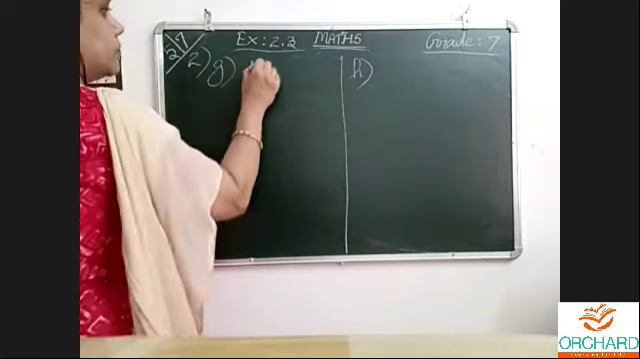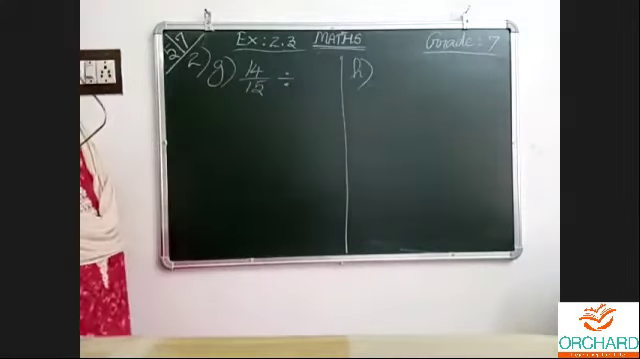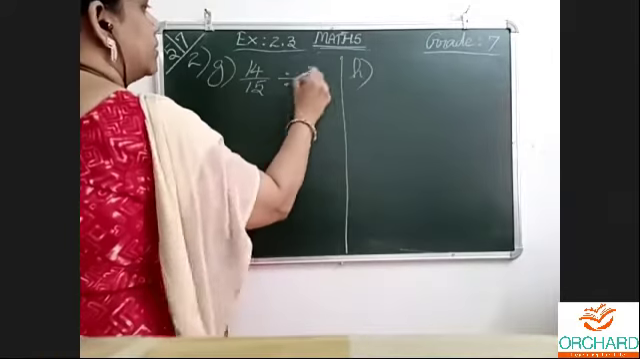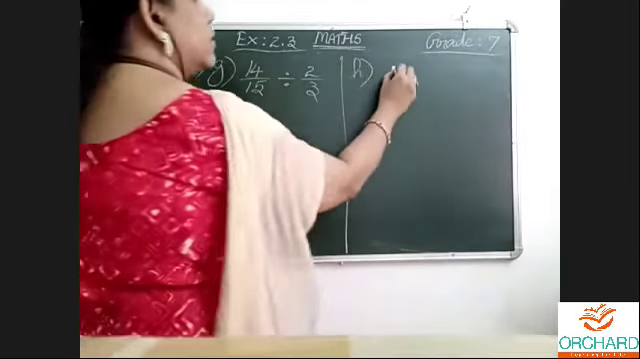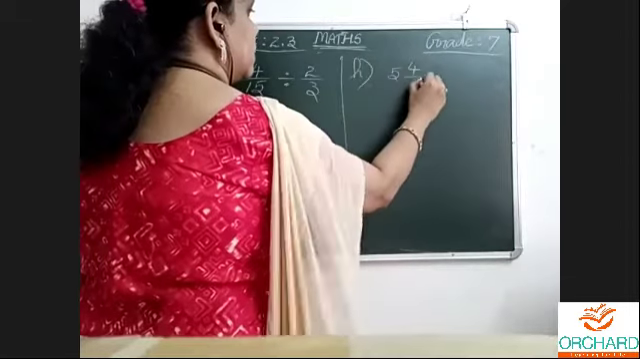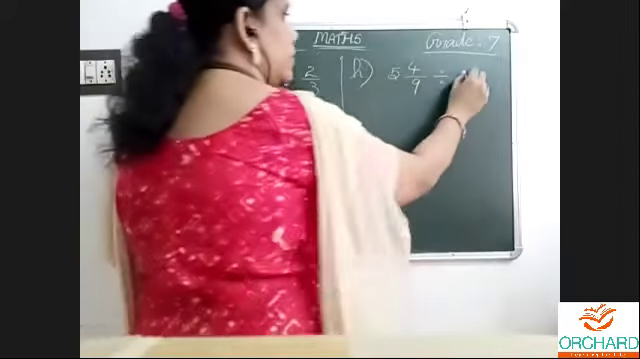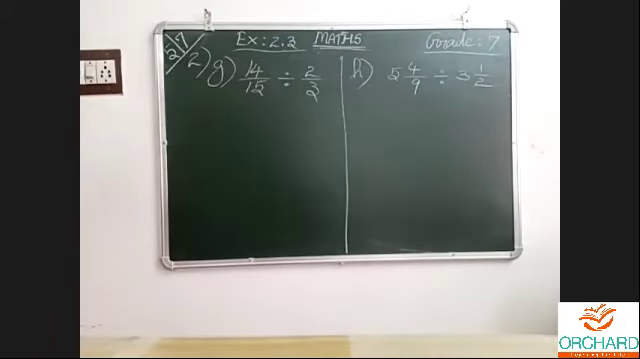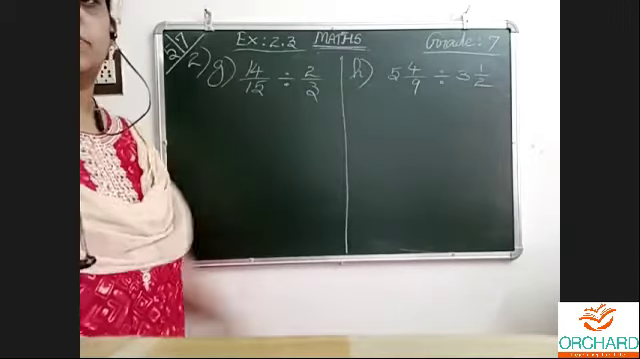14 by 15. Divide 2 things. 5 4 by 9. What is it? 3 1 by 2. Okay, so just normal simplification only. So G here, H here.